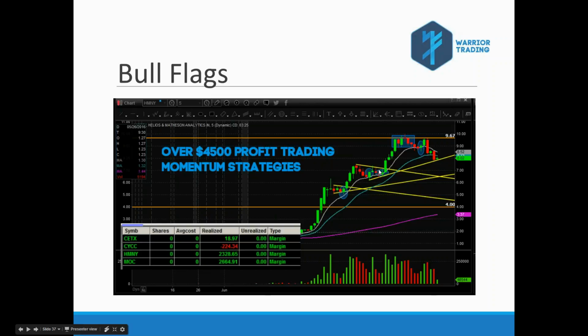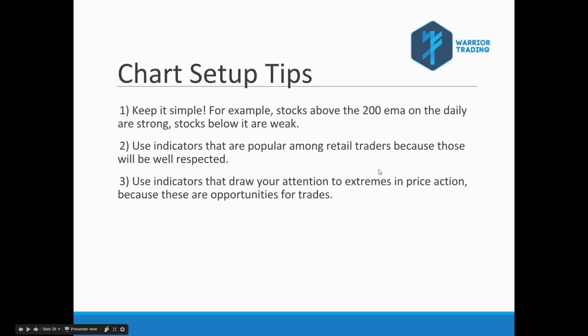All right, so now to give you a couple of tips for setting up your charts. Number one, keep it simple. Now, you know, I only use the moving averages aside from the Bollinger Bands, which I don't use on all my charts, but keep it simple. If stocks are above the 200 moving average, that's usually strong. If they're below it, it's usually weak.